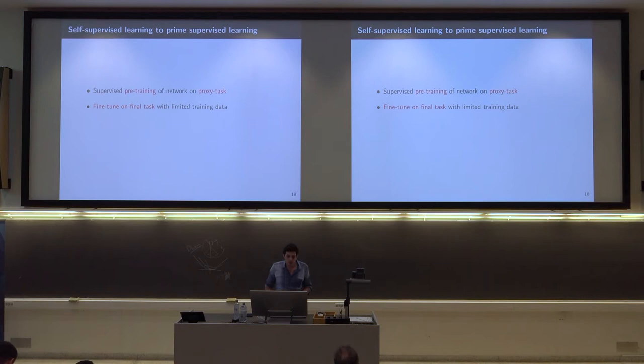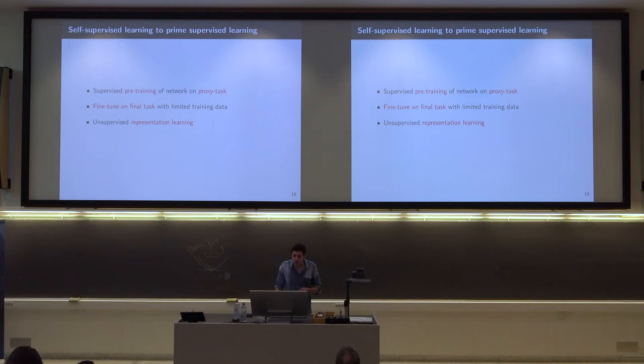Once we have this network, we will fine-tune on the task that we actually wanted to solve. We have less training data because we've already learned something useful. Okay. So that's definitely unsupervised representation learning, which performs the first goal.